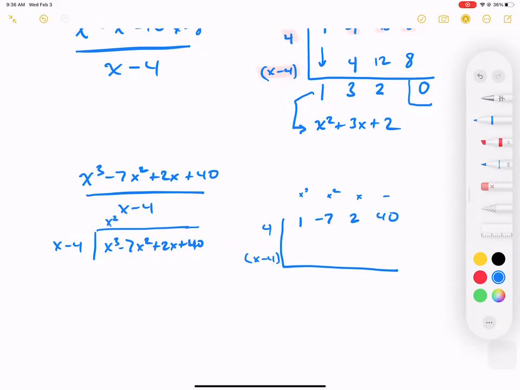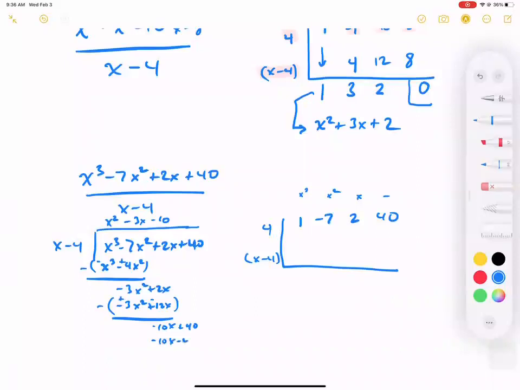X squared, x cubed minus 4x squared, negative positive, -7 minus -3, x squared plus 2x, -3x squared plus 12x, negative positive, negative 10x. I need negative 10x plus 40. Multiply negative 10x minus, so plus 40.